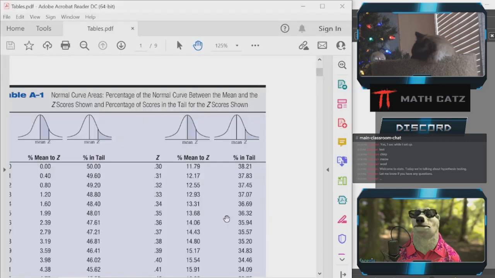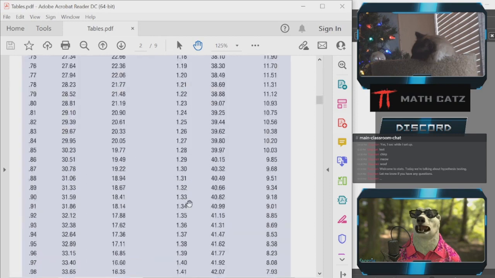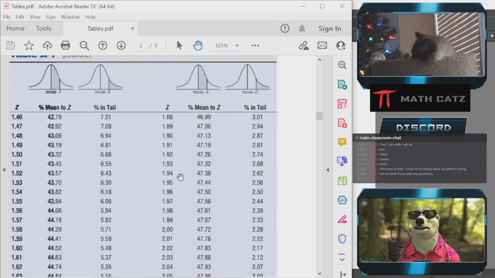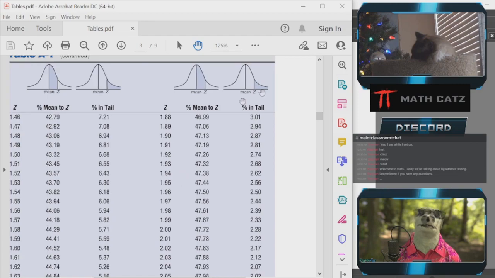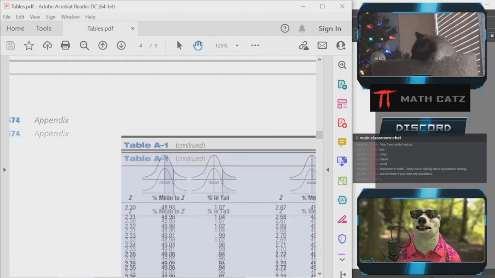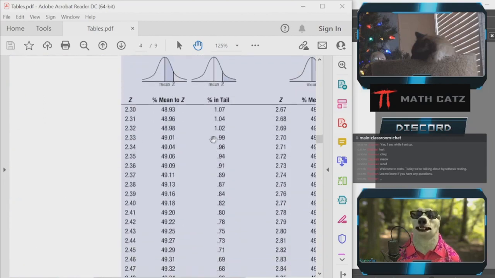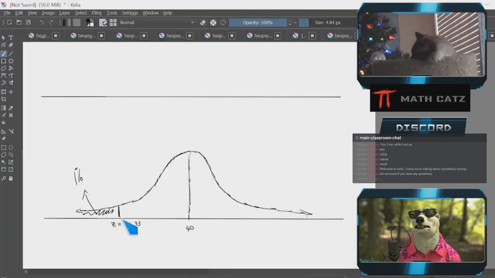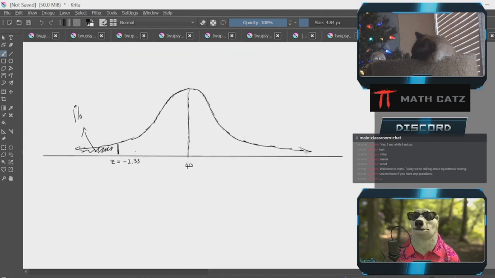We want 1% in the tail. 1%. That's going to be out there. Positive or negative 1%. So of course the table only lists the right side. We're edging closer to 1%. Another page over here. I guess this guy is a little closer. 2.33, but of course we're on the negative side. So that's where we get that. Okay, so that's 2.33.